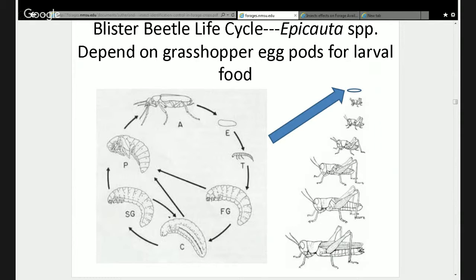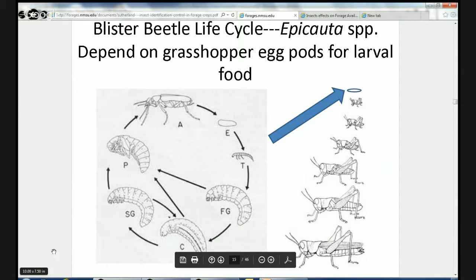All right, so here you're looking at the life cycle, and it's going to depend on the grasshopper egg pods for larva food. So there's definitely an interesting relationship there in that it will take out your grasshoppers, but it doesn't sound like a very good trade-off to me. I'll pass.